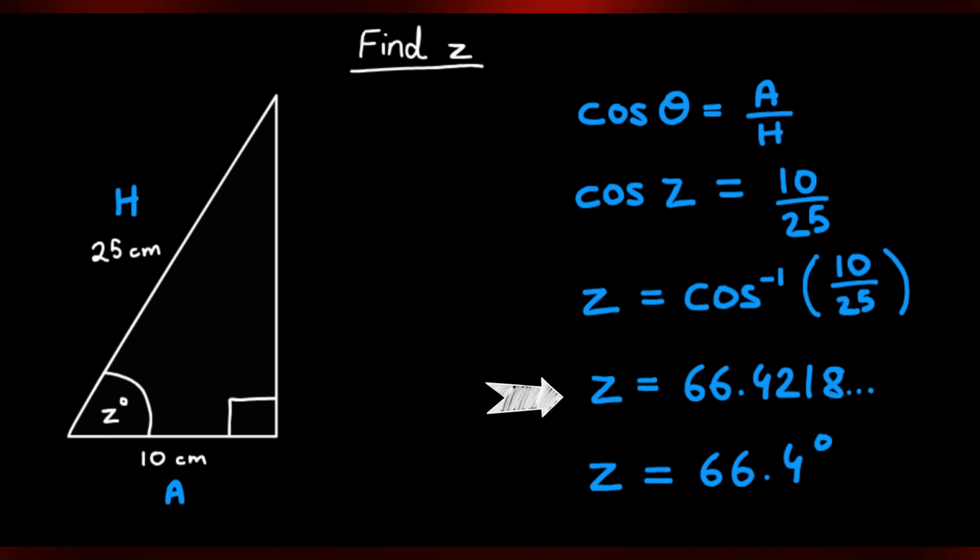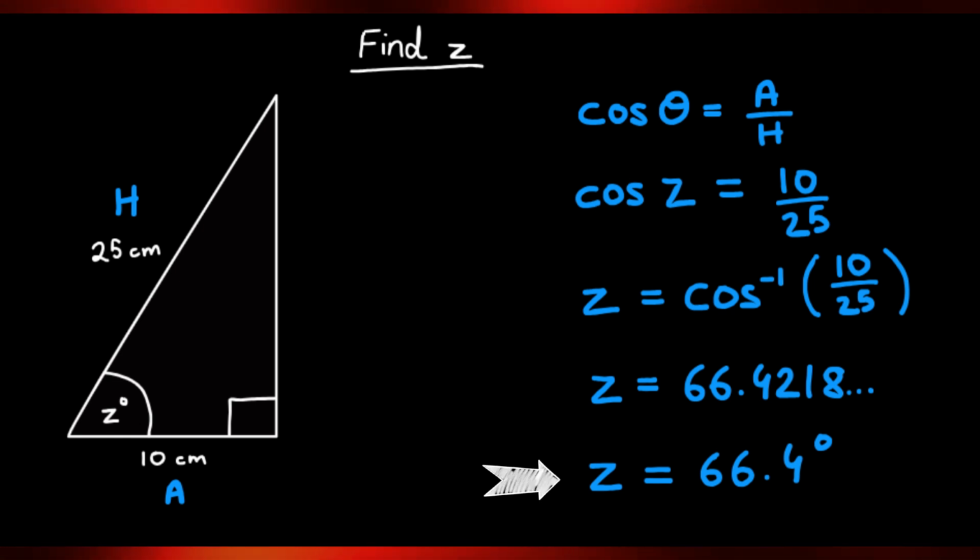As you can see, our answer is, again, pretty long. So we are going to round it to 3 significant figures. Therefore, z equals 66.4 degrees.